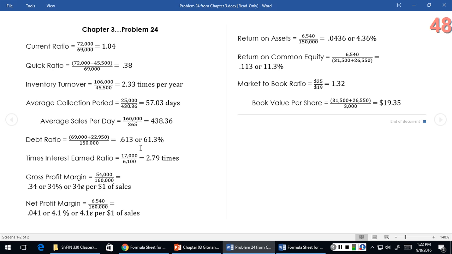So what this tells us is this company has borrowed 61.3% of the value of its assets. Or another way of looking at this is for every $1 of assets, this company has 61.3 cents worth of debt. Now, is that good or bad? We don't really know at this point. But again, the higher the number, the more leverage the company is utilizing.